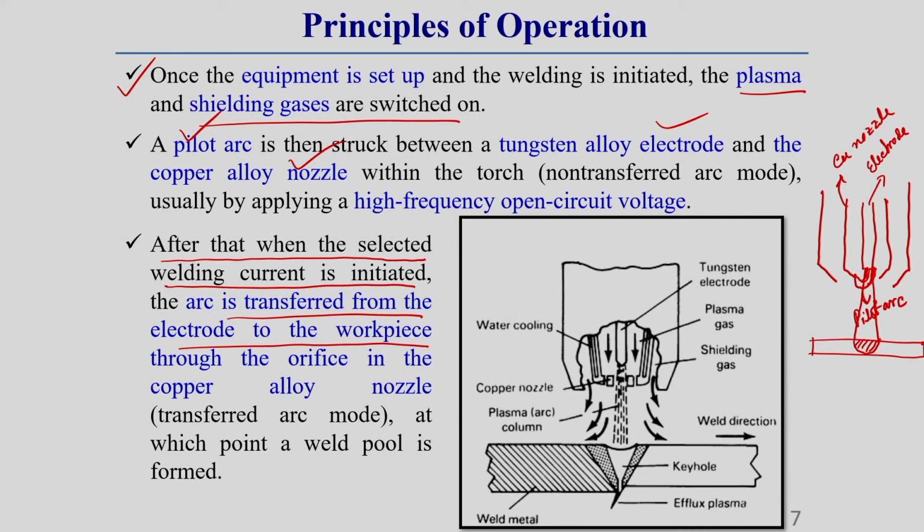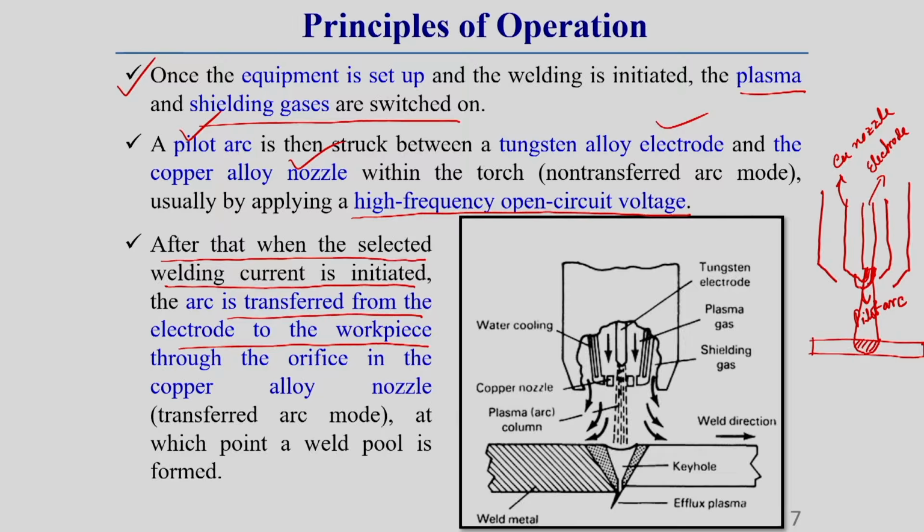So, before starting the actual arc, there is an arc called pilot arc, which is generated between this copper nozzle and this electrode, by the system which I have already shown you in the setup. Here I have represented that system by a resistor. Actually, a high frequency open circuit voltage is generally used. By this high frequency open circuit voltage, a pilot arc is generated. This pilot arc is generally a low intensity arc. After that, once we set the actual welding current, the arc is transferred from electrode to workpiece. At that time, weld metal is formed here and welding is done.